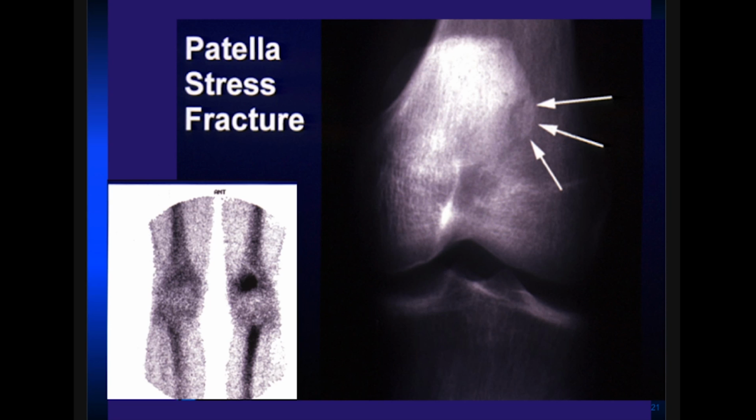This runner had lateral knee pain. You can see here where the arrows are. There's a vertical abnormality in the patella. Doesn't appear to be a bipartite patella, and his bone scan was hot. This is a fracture that healed with relative rest, and his bone health was normal. He had been doing more intensity and more hills.